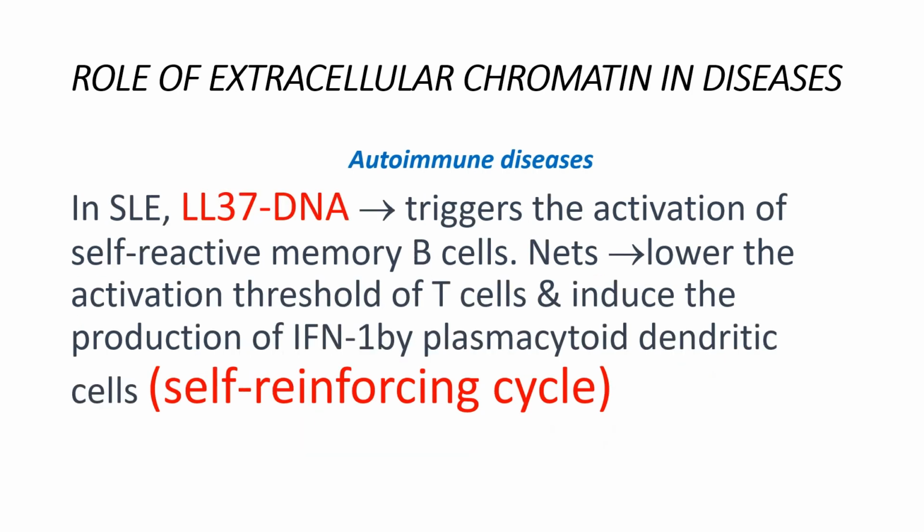In systemic lupus erythematosus, also the formation of LL37-DNA complexes, as I explained before in another video, triggers the activation of self-reactive memory B cells, leading to the production of autoantibodies. Neutrophil extracellular traps, or NETs, also play a role in lowering the activation threshold of T cells and induce the production of type 1 interferons by plasmacytoid dendritic cells, which are characteristic cytokines of systemic lupus erythematosus. This creates a self-reinforcing cycle where dysregulated NET formation and inflammation are interconnected, as certain responses mediated by NETs promote further recruitment of neutrophils and the formation of additional NETs.